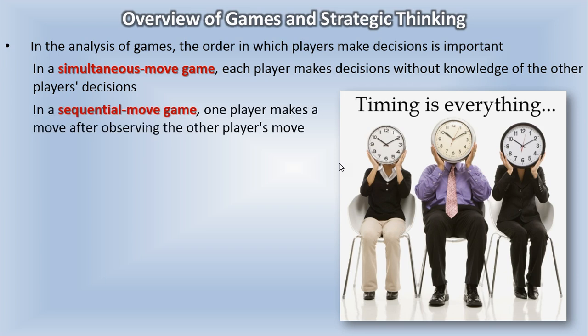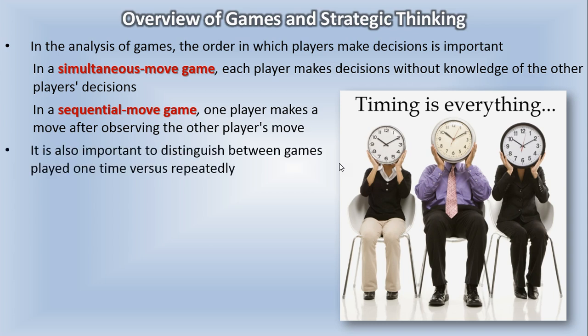In a sequential move game, one player makes a move after observing the other player's move. So again, the Bertrand oligopoly setting has that kind of characteristic to it. So that is a sequential move game in a sense. It's also important to distinguish between games played one time versus repeatedly. So there might be situations where firms engage in competition once, setting prices once, or there might be situations where they're repeatedly engaging in competition, and therefore always have to be considering what the rival is going to do.